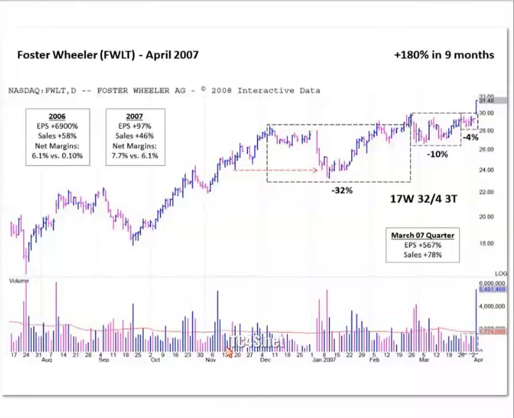Now, Foster Wheeler, this was a stock that also traded in '07. You'll see a few things that make this a constructive setup. First of all, the fact that we had some good fundamentals, very big earnings and sales in 2006 going to 2007, and you'll see the net margins went from almost zero, negligible, to 6.1, and then from 6.1 to 7.7. So we had an expanding net profit margin situation.